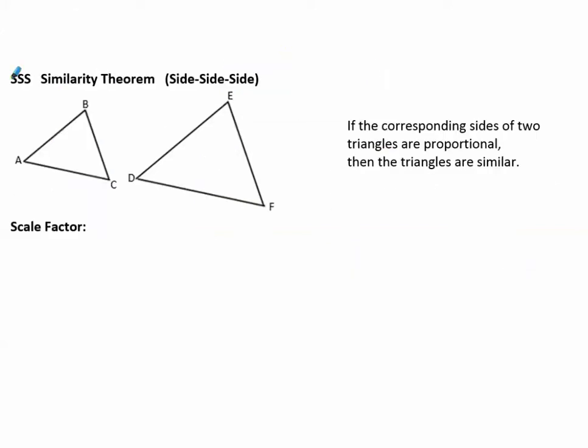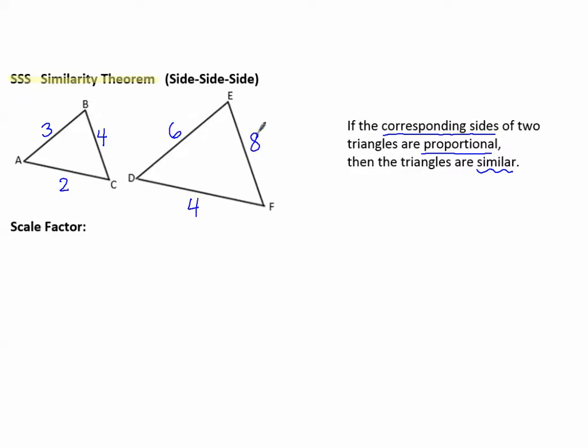The SSS Similarity Theorem, or side, side, side. This theorem tells us that if the corresponding sides of 2 triangles are proportional, then the triangles are similar. For example, let's say in this triangle, the 3 sides are 2, 3, and 4 units long. And in this triangle, the sides are 4, 6, and 8 units long.